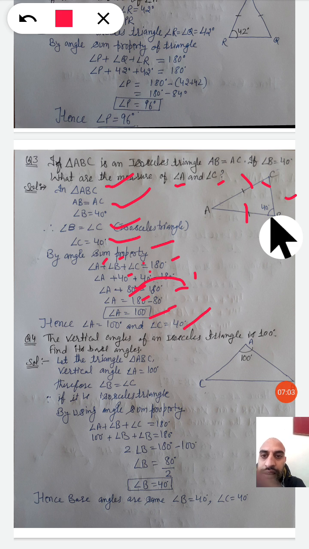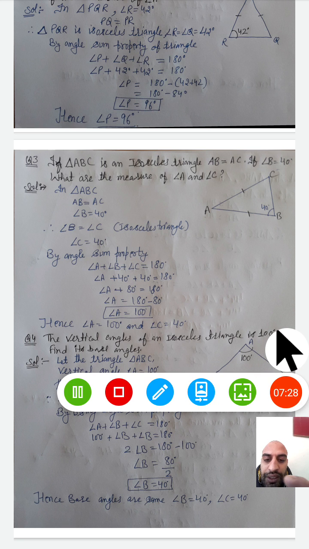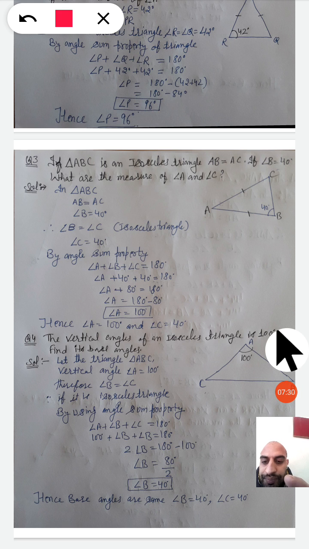So after this, let's move toward the next question. The vertical angle of an isosceles triangle is 100 degrees. Find its base angles. So you can see from the diagram, it is an isosceles triangle. It is given in the question, as well as one angle is 100 degrees. So definitely angle C and B are going to be the same. From here it is very clear. So let's apply the definition again.